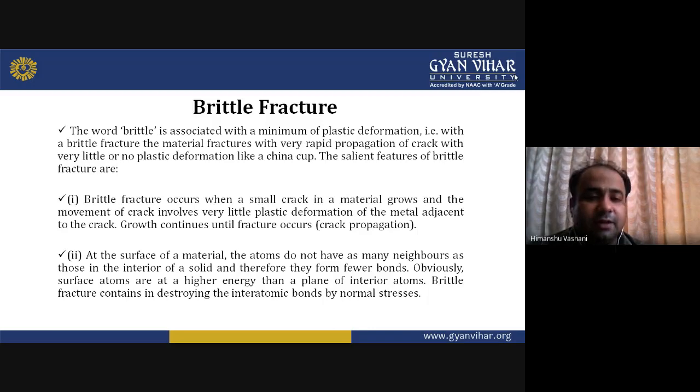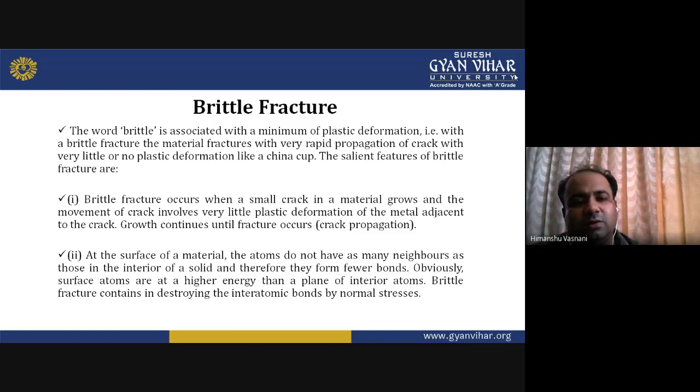So what happens is that brittle fracture occurs when a small crack in the material grows. That is the first step in crack propagation. It may be due to a physical factor, it may be due to a chemical factor. It depends upon the state of the material. And the movement of the crack involves very little plastic deformation of the metal adjacent to the crack.